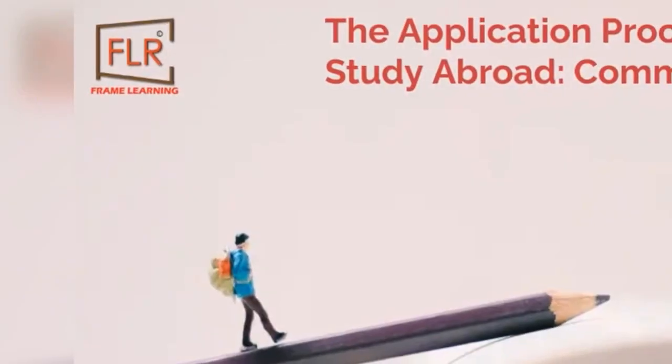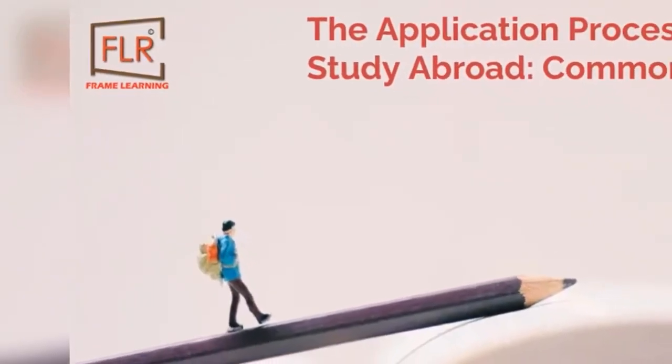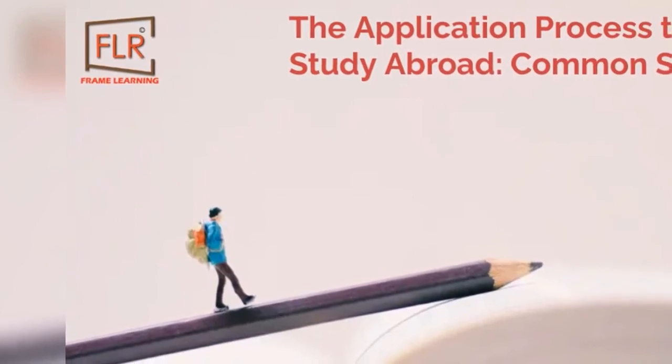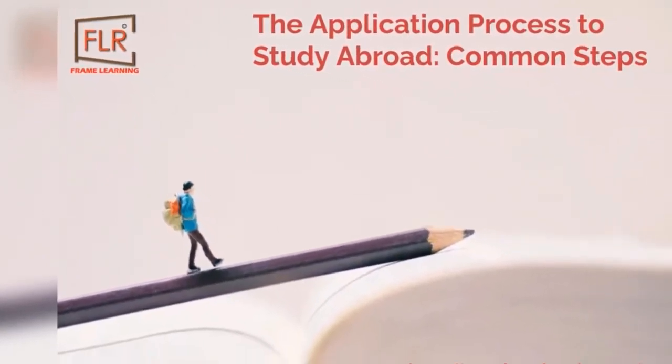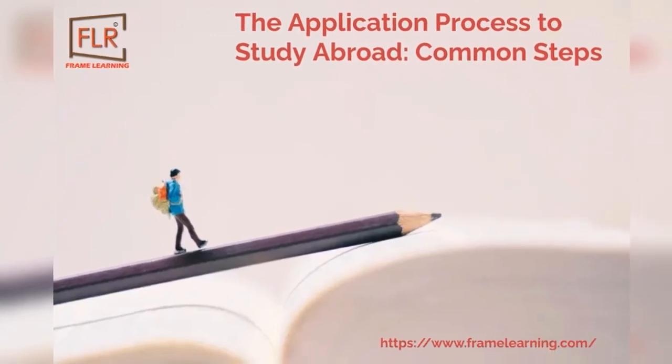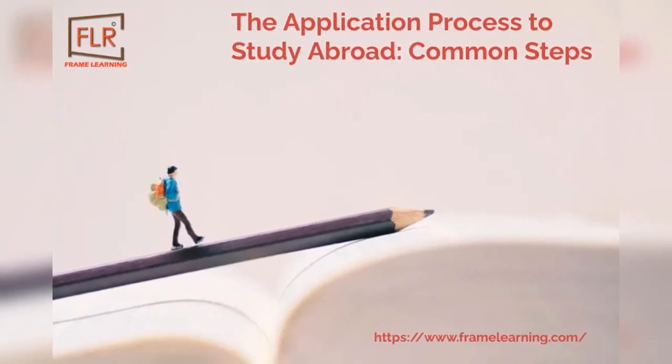The application process to study abroad. Common steps. The first step in your application process is to make sure that you fulfill the eligibility criteria of the university. It is important that your academic background and scores are in accordance with the requirements of the university you want to apply to.